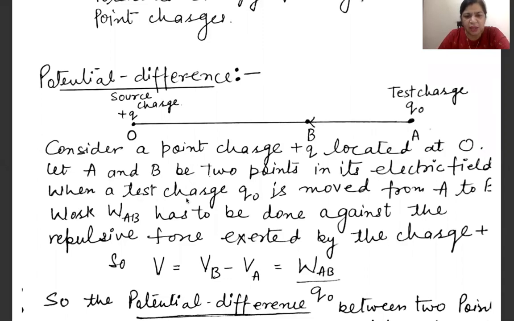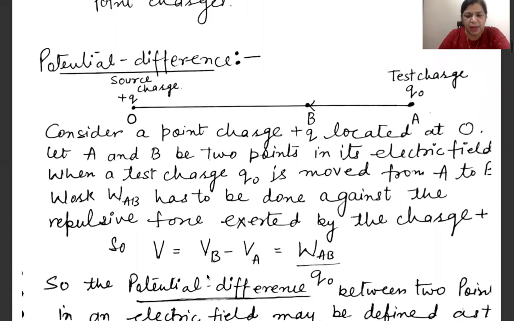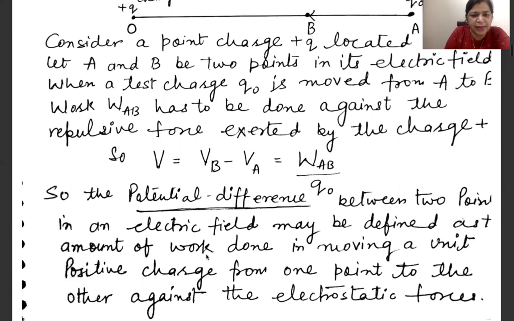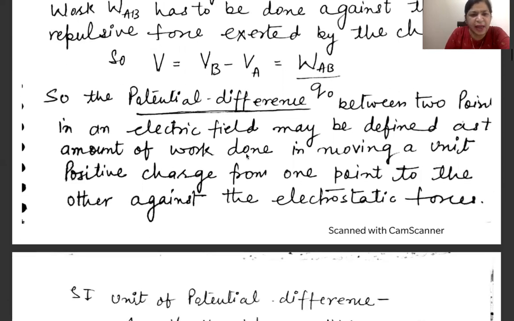When a test charge Q naught is moved from A to B, work, that is WAB, has to be done against the repulsive force exerted by the charge. So the potential difference, that will be equal to VB minus VA, that will be equal to work done per unit charge. So the potential difference between 2 points in an electric field may be defined as the amount of work done in moving a unit positive charge from one point to other against the electrostatic force.